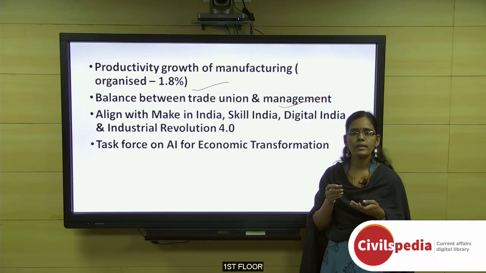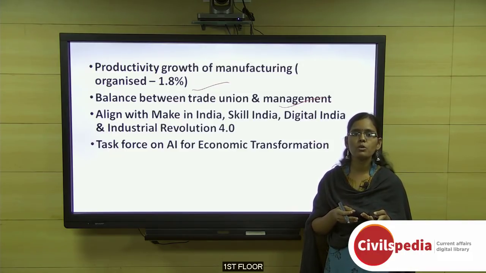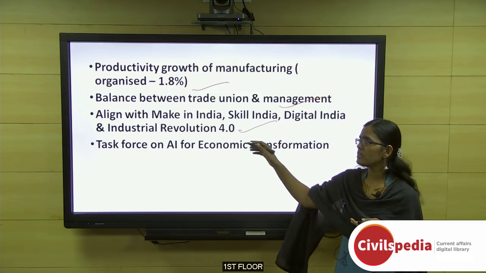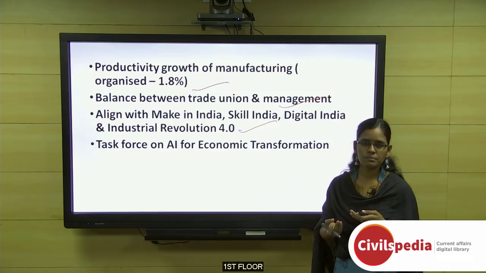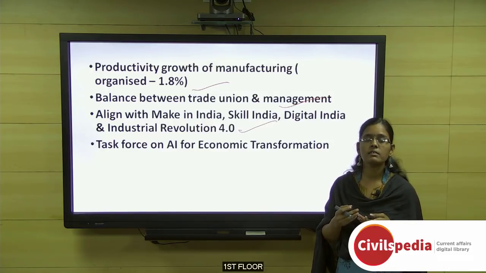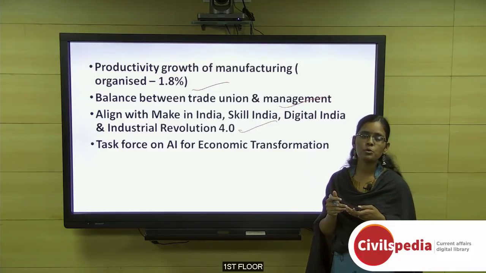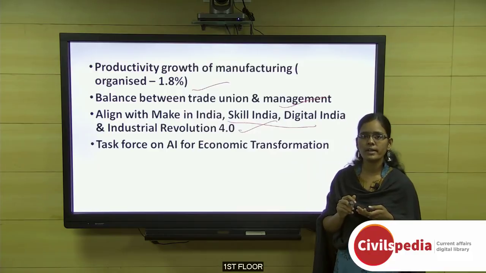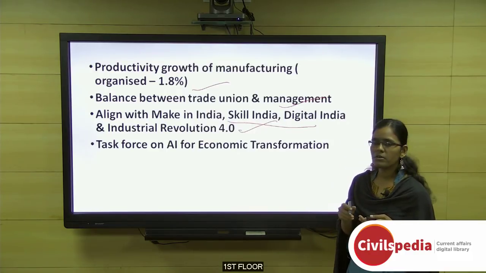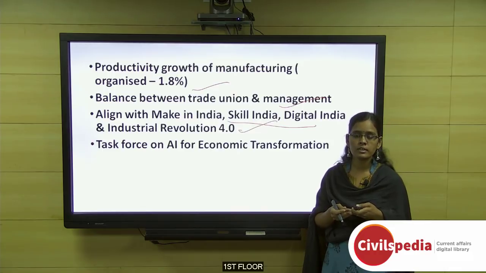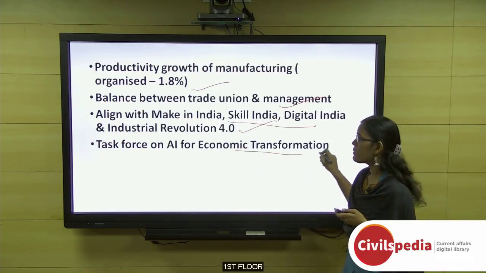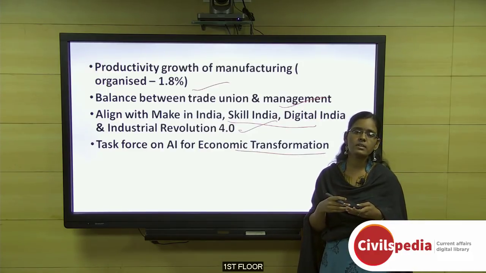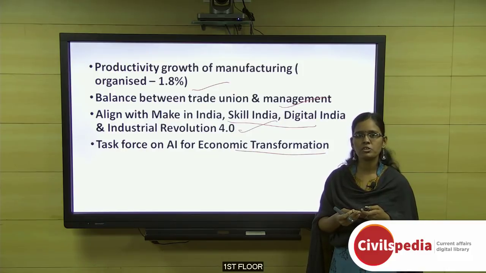And apart from that, how India is aligning the national manufacturing policy with Skill India, Make in India, Digital India, and Industrial Revolution 4.0. Because Industrial Revolution 4.0 is the next future job market. So how India is integrated into Industry 4.0 is a much more important thing. How we align all these things with the Industrial Revolution is one of the vital things that India has to do. And apart from that, India has set up a task force on artificial intelligence to integrate India's economic transformation. So these are the things we have to focus on in manufacturing policies to reach the target of 25% contribution of the manufacturing sector to the GDP.